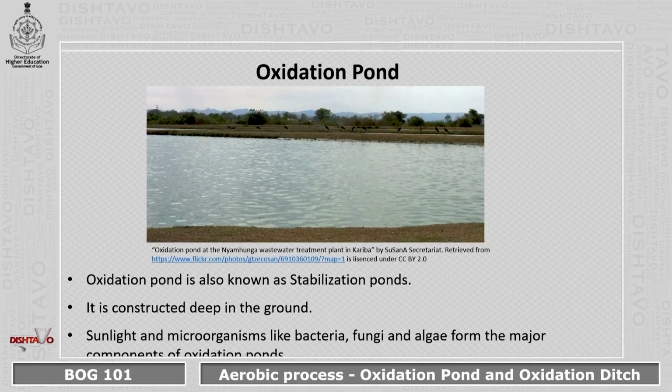Oxidation ponds are also called stabilization ponds. It is constructed deep in the ground and hence is made of earthen material. Sunlight and microorganisms like bacteria, fungi, and algae form the major components of oxidation ponds. The picture shown in the slide is a picture of an oxidation pond.